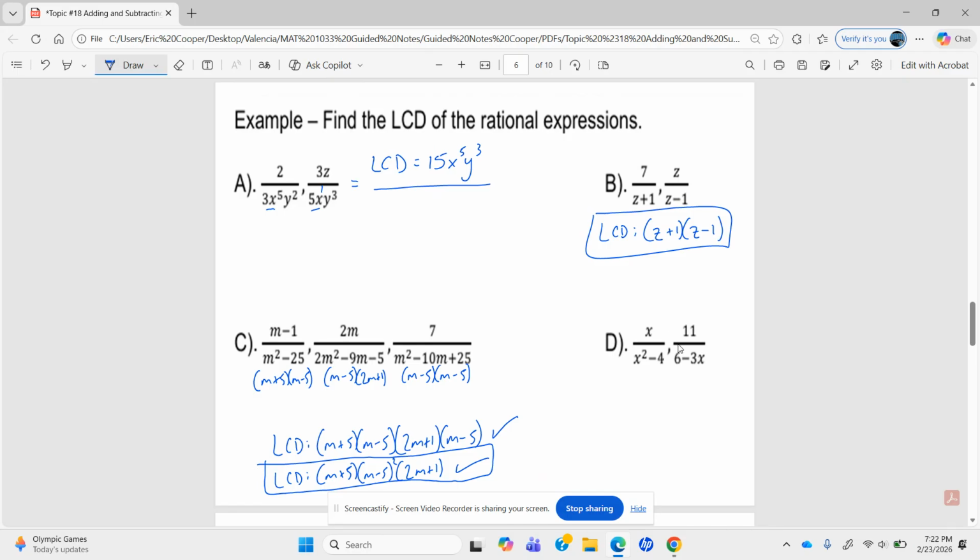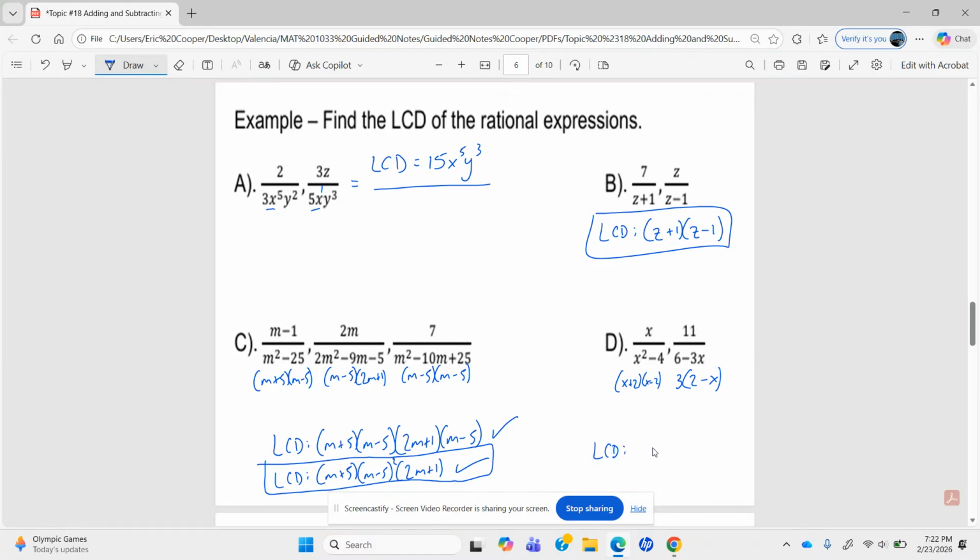For letter D, again, we're going to factor the bottoms and then look to see what they have unique. X squared minus 4 can be factored with the difference of squares. It becomes x plus 2 and x minus 2. Here we have a GCF of 3, and when I take that out, I get 2 minus x.